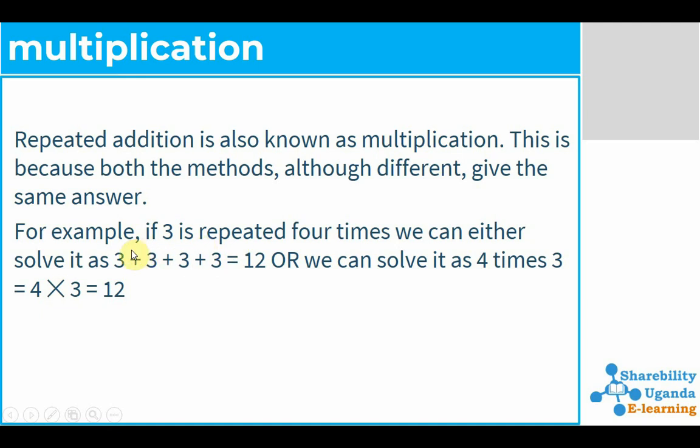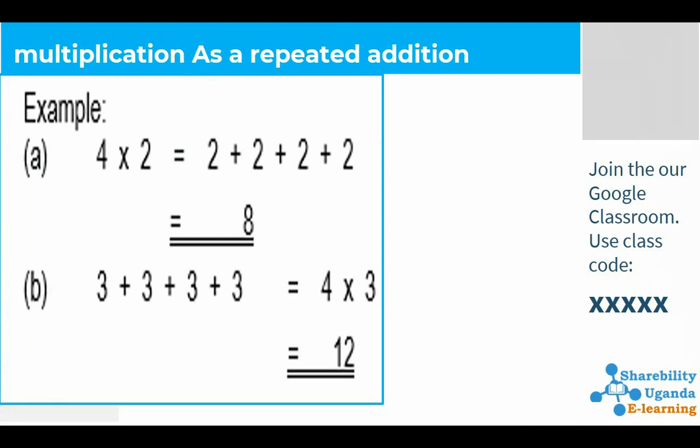Let us add. We have 3 plus 3, 6. 3 plus 6, we have 9. 9 plus 3, we shall get 12. Here we have been using addition. And when you say 4 times 3, we shall get 12. This is what they are trying to show you, that you can use multiplication as a repeated addition to derive the same answer.